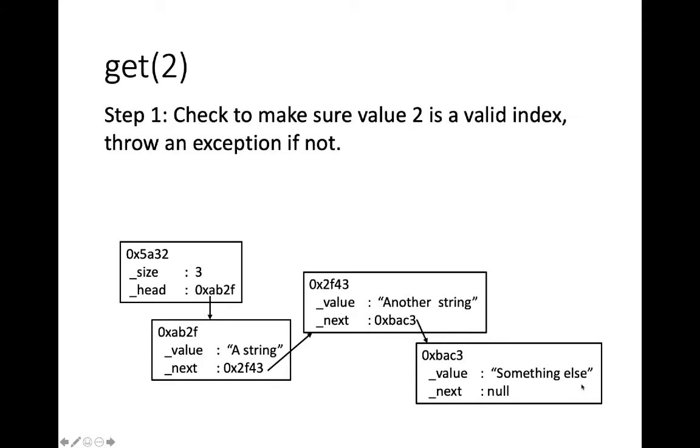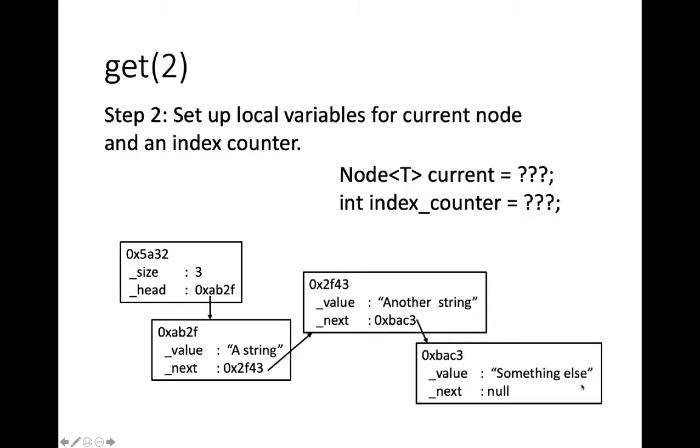Okay, so step 1, we check to make sure the value 2 is a valid index, and we throw an exception otherwise. Step 2, remember, is to set up some local variables for the current node as we're walking. We're basically going to walk the chain, so we need to know where the current node is, and the index of the current node.